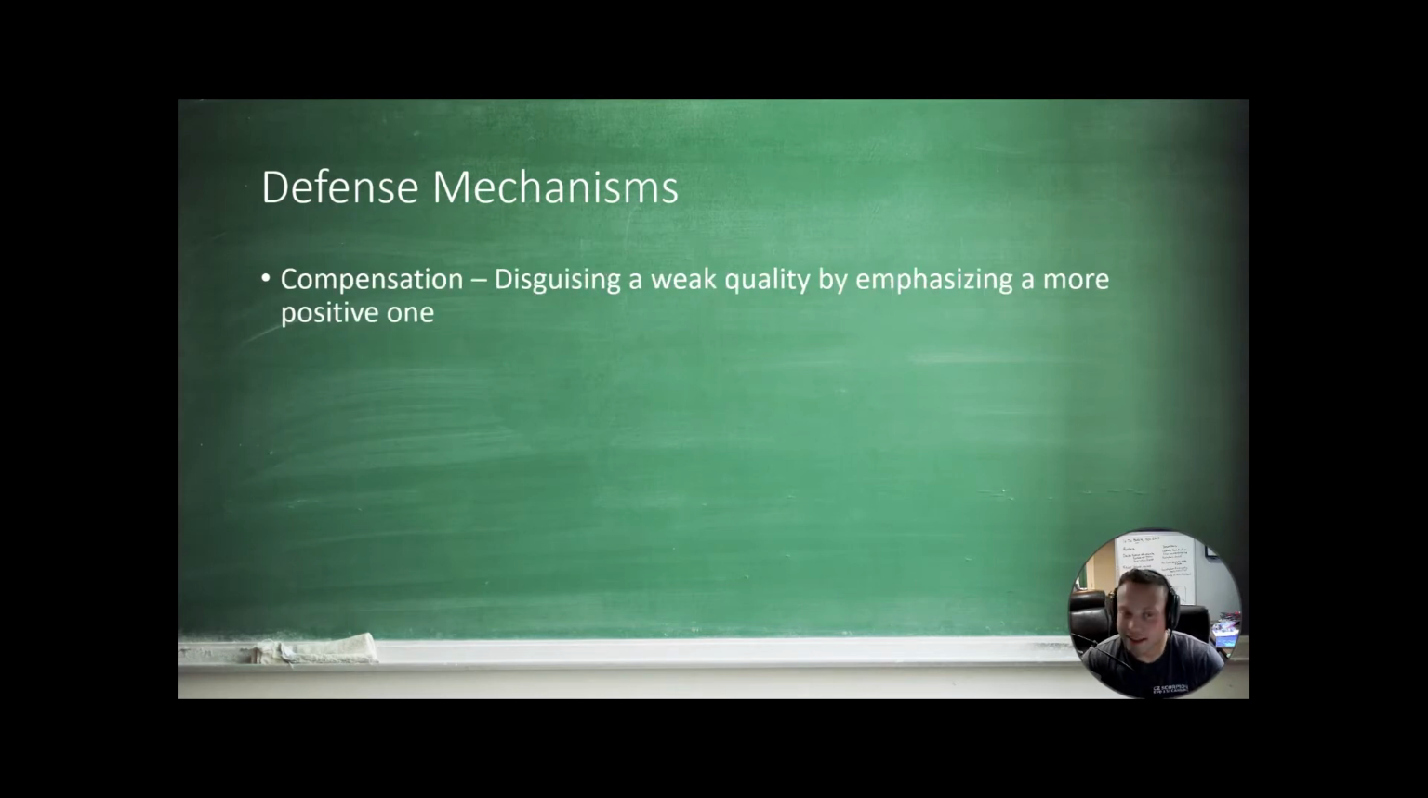Then there's compensation. This is trying to disguise a weak quality by emphasizing a more positive one. And of course, we've seen people with giant lifted trucks. We say, oh, there must be compensating for something. Well, in aviation, that could be that, well, I really suck at steep turns. But you know what? I'm really good at the knowledge exam. Or vice versa. I suck at the knowledge part, but I'm a really good pilot, so I can fly my way out of any problems.